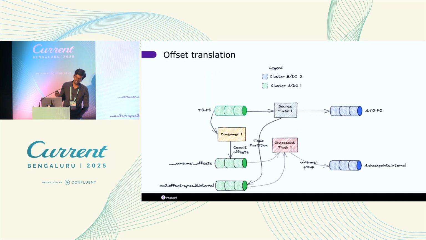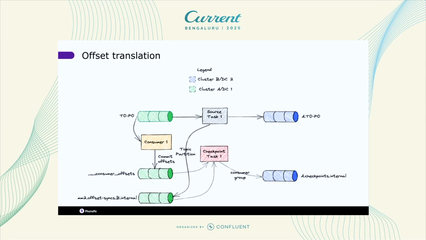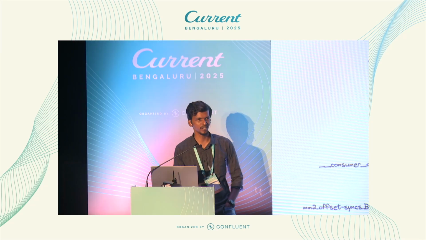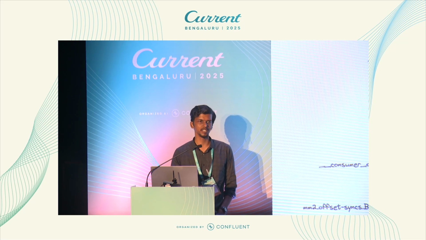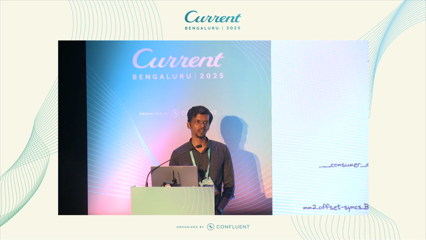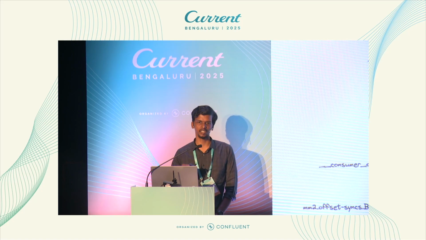Now I want to discuss one specific thing, which is the offset translation part. You may wonder how this is actually achieved in MirrorMaker. MirrorMaker maintains two different topics for this purpose. One is the offset syncs topic in the source cluster, which is populated by the source connector, which copies data from source cluster to target cluster. For every topic partition, it maintains the mapping between the offset in the source cluster and the target cluster.